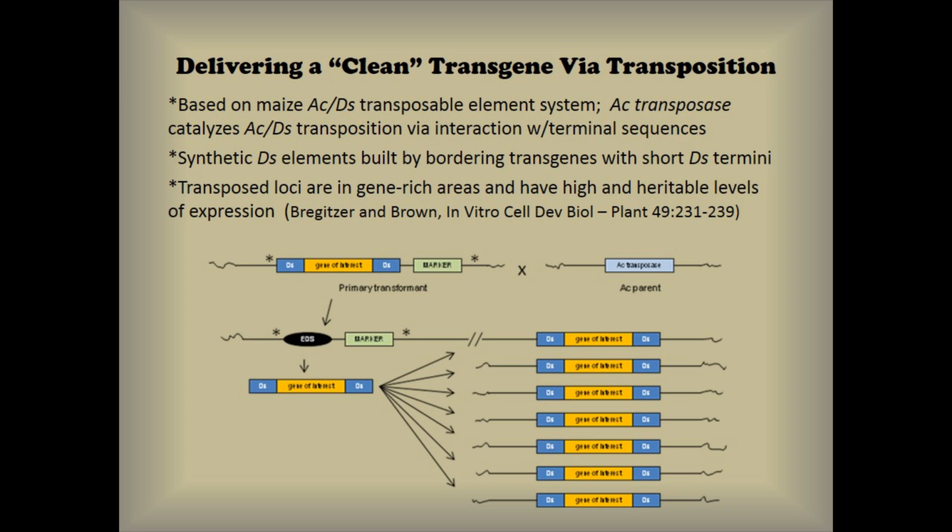But there's one difference from a typical transgenic locus, and that is that our gene of interest is bordered by these DS terminal sequences. The second step is to cross these plants with a plant expressing AC transposase, which can cause this DS-bordered gene of interest, or the synthetic transposon, if you will, to jump out of its original location and to reinsert in some other place in the genome. It can theoretically jump to almost anywhere on any of the other seven chromosomes.